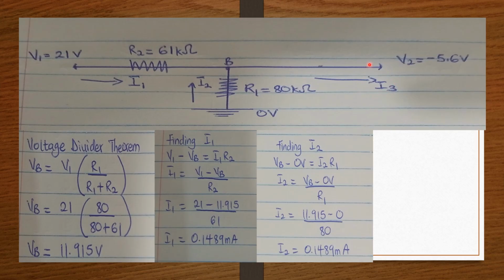Good. Now that we know our values for I1 and I2, we can go on to find I3. If you have noticed, there is no resistor between point B and the voltage V2. So how do we find I3?